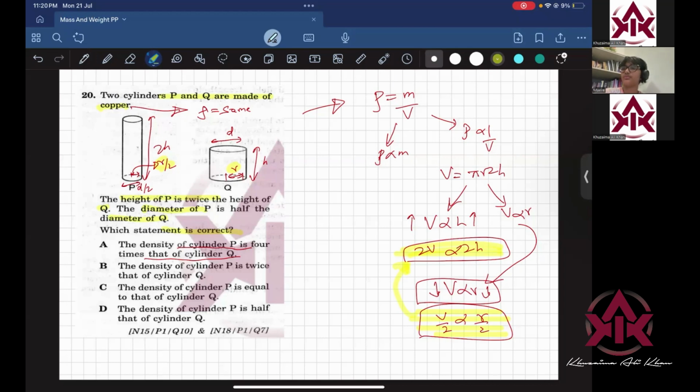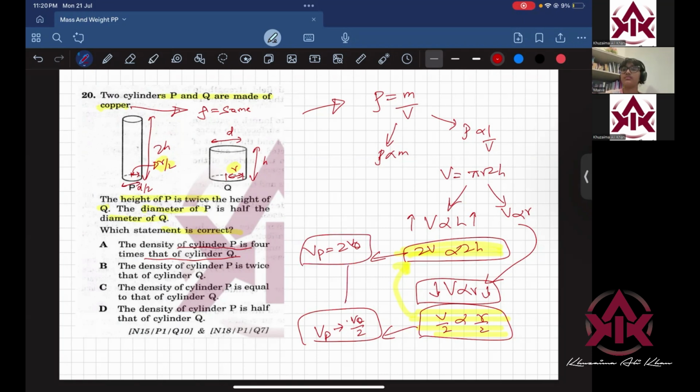From this relation, we see that the volume of P is going to be half the volume of Q. But from the other statement, we are getting that the volume of P is going to be twice the volume of Q. So the effect of the decrease and the increase is getting cancelled out over here. We can simply say that the volume is remaining constant and the mass is also constant. Therefore, the density of both the cylinders is going to be the same. Does that make sense? That answers option number C.